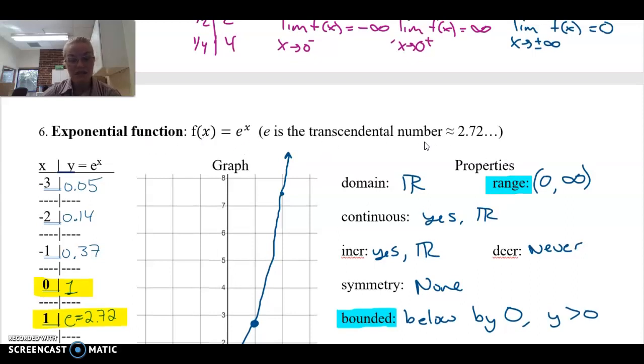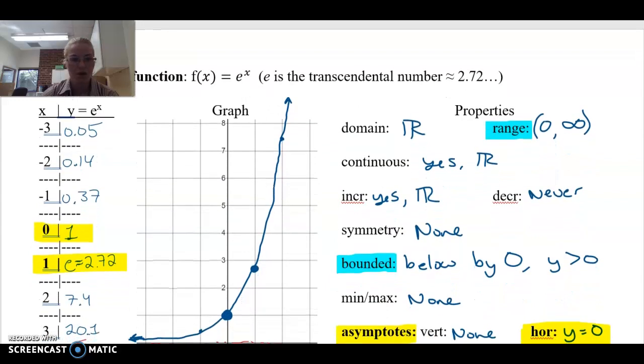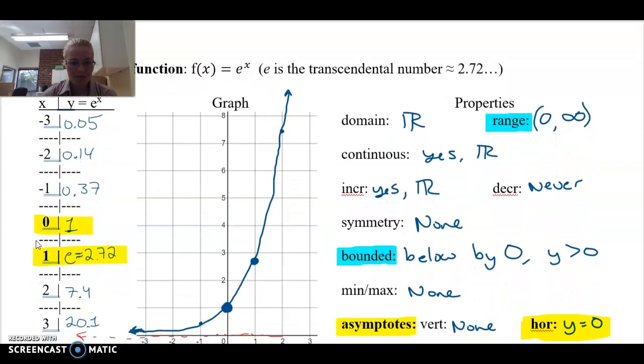So e is the transcendental number 2.72 and more. As long as you know 2.72, just like how pi is 3.14 and more, that'll be enough to help you plot points and sketch this graph. The two most important points to plot are when x is 0: e to the 0 is 1, and e to the 1 is e, about 2.72.